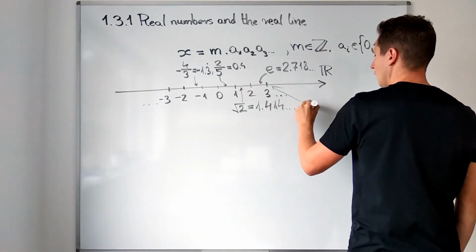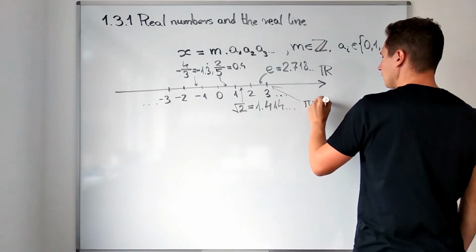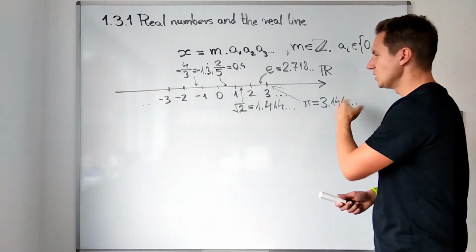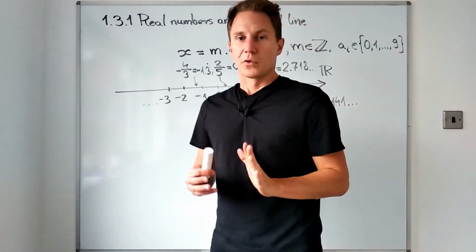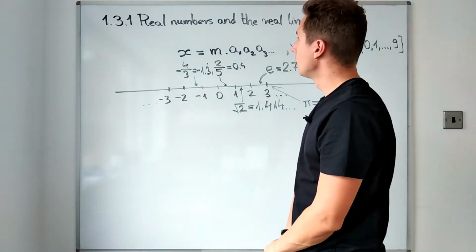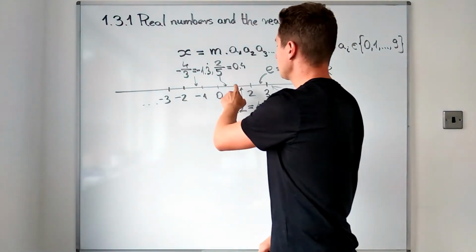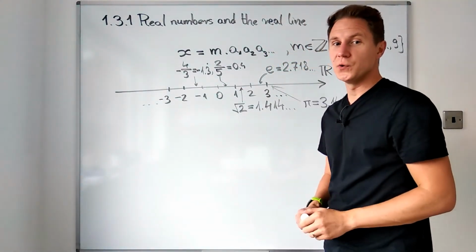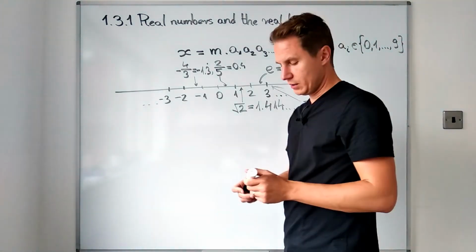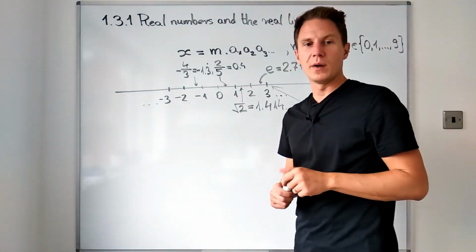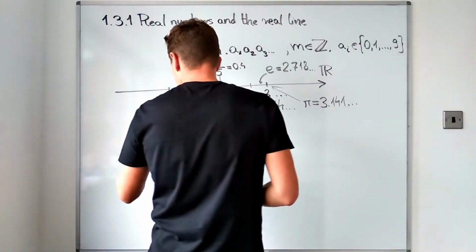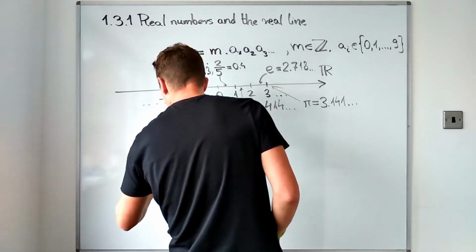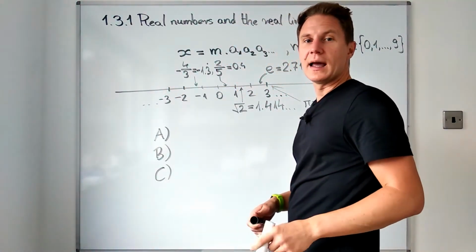And just to have a big celebrity, pi over there is 3.141, and so on, with infinitely many digits. So with this we have the full set of real numbers represented by points on a real line. And to finish off, I would like you to answer the following question, and you can pause the video and look at the problem below, which asks you to basically compare the numbers root 3 and 1.5.